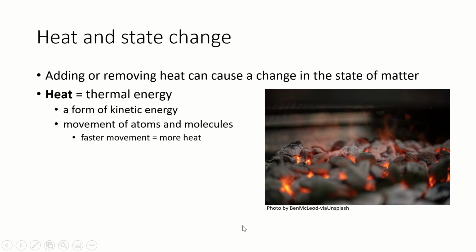Okay. All right. Now, you know that adding or removing heat can cause a change in the state of matter. So if you heat up water, it can change into a vapor, right? If you remove heat, it can turn into ice. Heat, remember, is thermal energy. It is a form of kinetic energy because it is a measurement of the movement of the atoms and molecules. They literally bounce on things and cause friction, which causes heat. So faster movement means more heat.